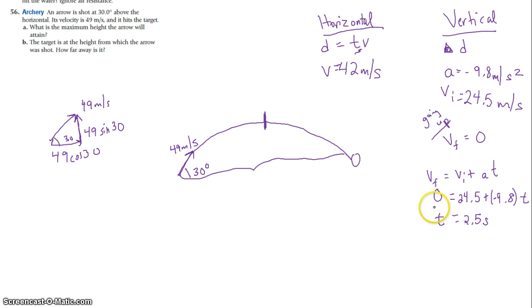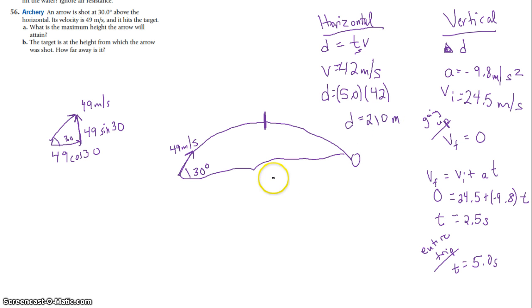And that's, remember, going up. So if going up is 2.5, the entire trip, the time is going to be 5.0, twice that time. So over here, we know now that the distance will be that time, 5.0, times the velocity, 42. So my range is 42 times 5, or 210 meters.